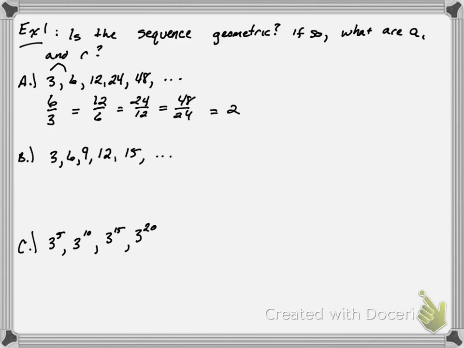6 divided by 3 is 2. 12 divided by 6 is 2. 24 divided by 12 is 2. So on and so forth. So 2 is my common ratio. So my r is 2. My first term then would be 3.